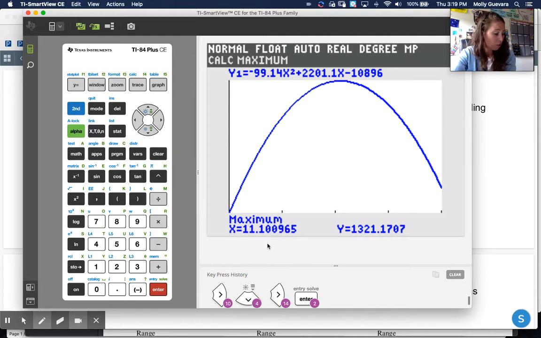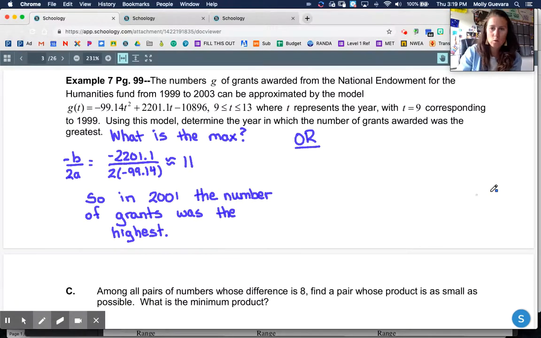And there it is. So it's telling me my maximum is at 11.1000. So about 11 years, right? Between 11 and 12 years. And so it would be in 2001. So we were right when we did it algebraically, okay? But you can also do it on your calculator. Or we can use, and it's number 4, maximum.